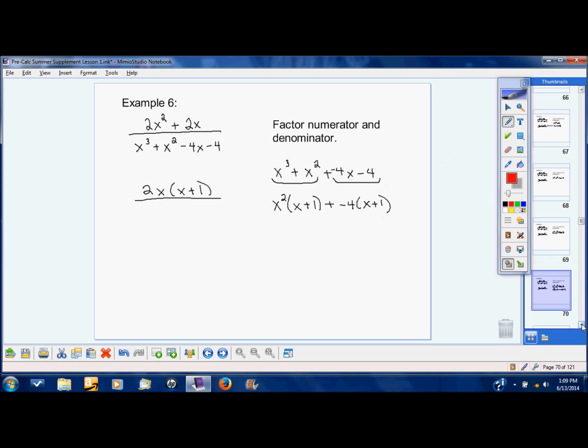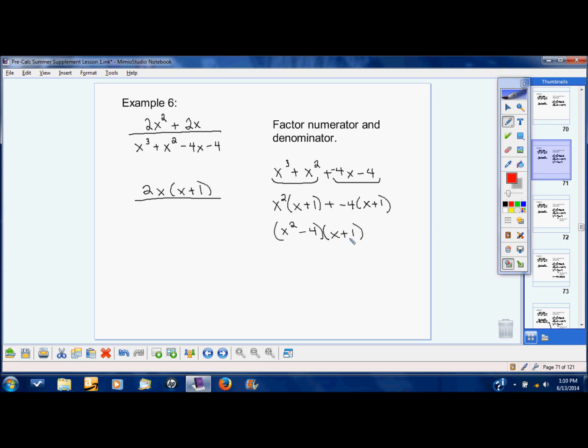It works when you have a polynomial that has 4 terms, or sometimes it's a step in factoring a trinomial for specific types. So x plus 1 is in common. That means that x plus 1 is multiplied times x squared. It's also multiplied times minus 4. So far we have x plus 1 times x squared minus 4. Now this particular polynomial right here, this one is special. You always want to make sure that you have factored completely. This polynomial can also be factored.